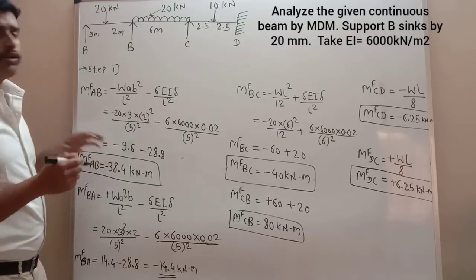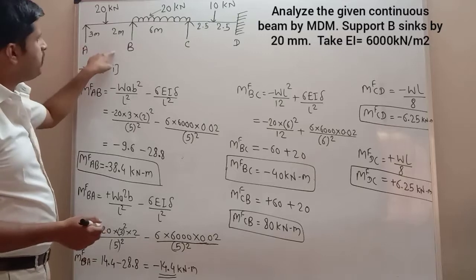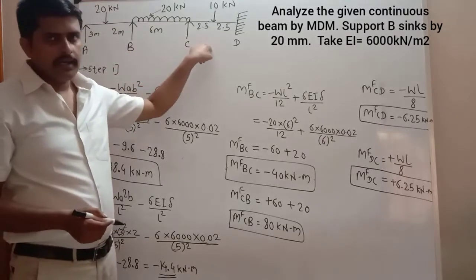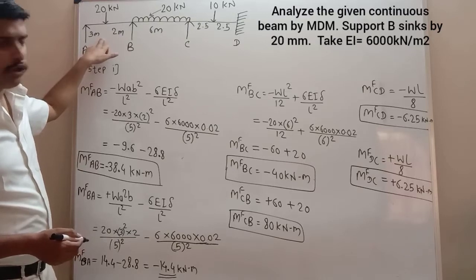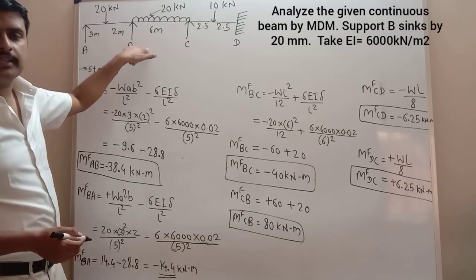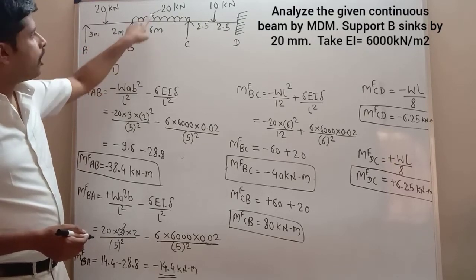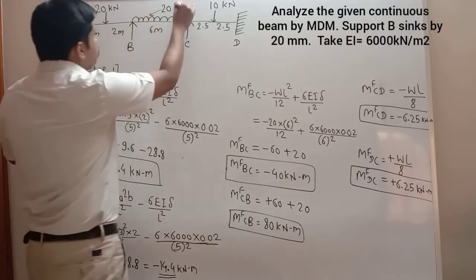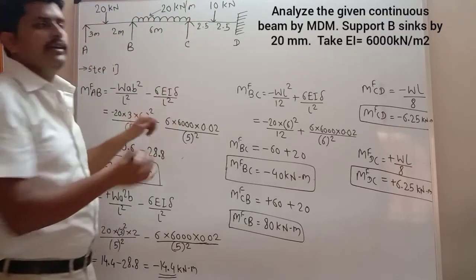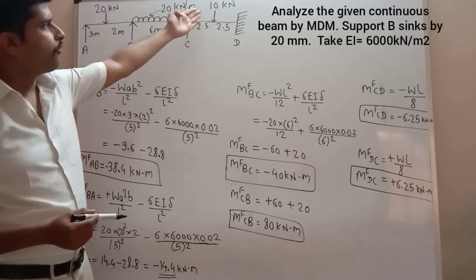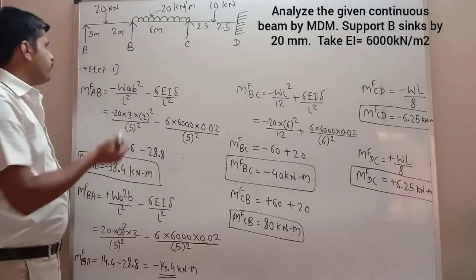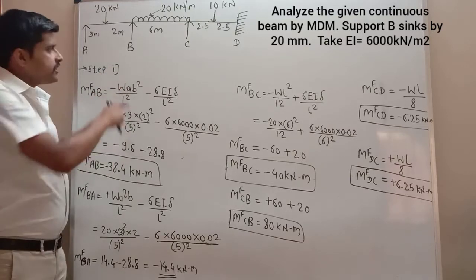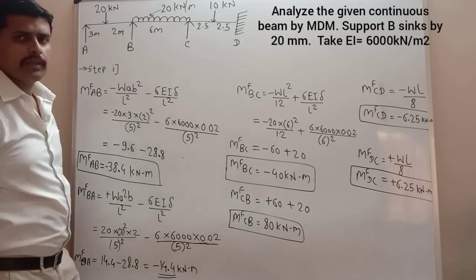So there are a total of 3 spans: span AB, span BC and span CD. Span AB consists of an eccentric point load of 20 kilonewton. Span BC consists of a UDL of intensity 20 kilonewton per meter, and a center point load of 10 kilonewton is on span CD. So step number 1 is fixed end moments.